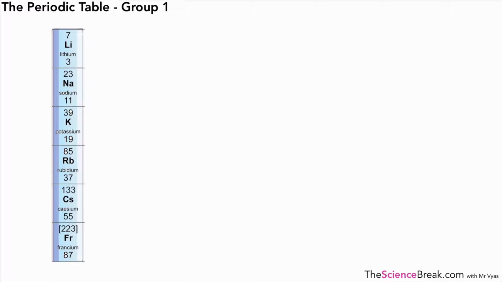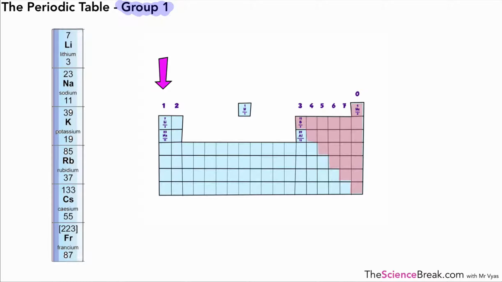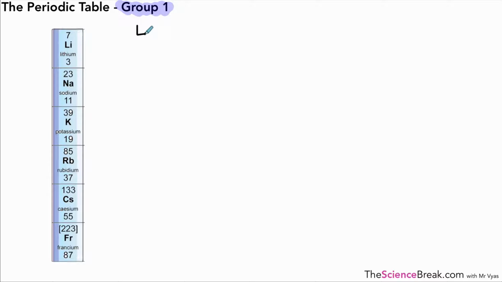Hello, today we're looking at group 1 of the periodic table. They are listed on the left hand side of the screen there, but if you look at an outline of the periodic table, you'll see they are right there at the beginning end of the periodic table, group 1.